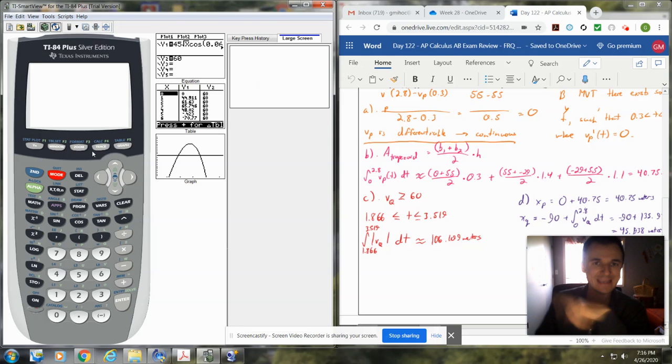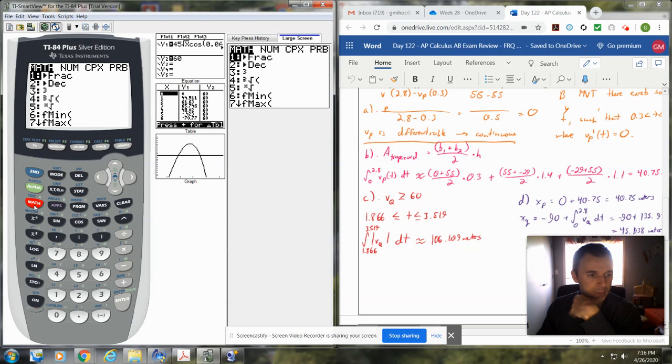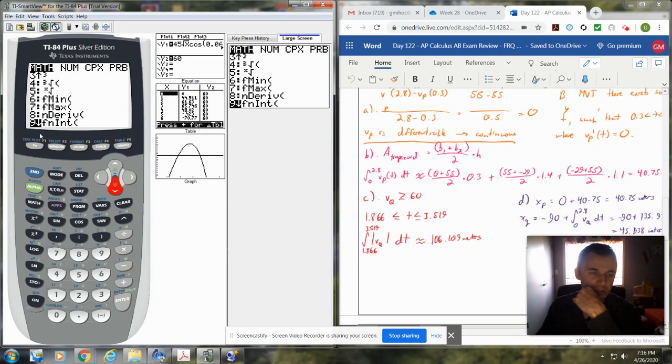And to find the integral button on the 84 Plus or the 83 Plus, you want to press the math button. And then you want to scroll down to number 9, FNINT. This is the integral function on the TI-84 Plus and the 83 Plus. So number 9, you're going to press enter there.